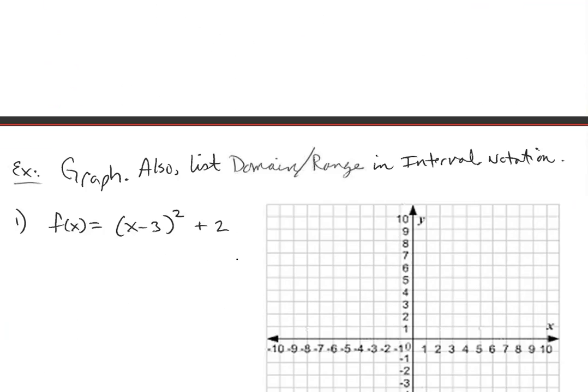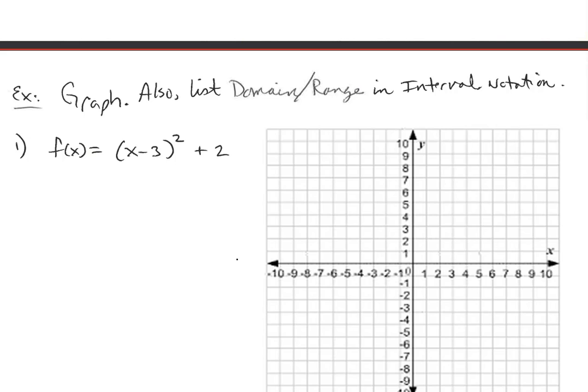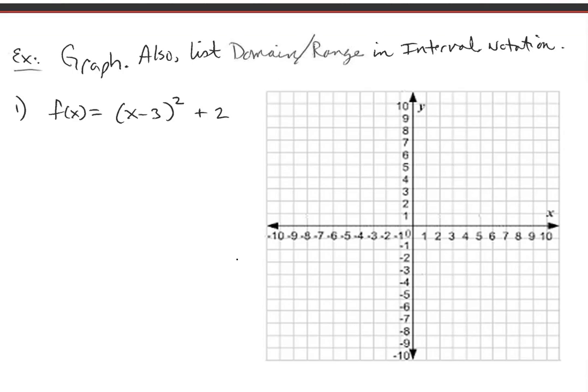Speaking of which, let's go ahead and try to do an example where we graph and then also list the domain and range in interval notation of the following function. It's given as f of x equals the quantity x minus 3 in parentheses, all squared, plus 2. So probably a good first step would be to figure out which form your function is given in. As you can tell, if you just do a simple comparison with what we have written above, this is in vertex form.